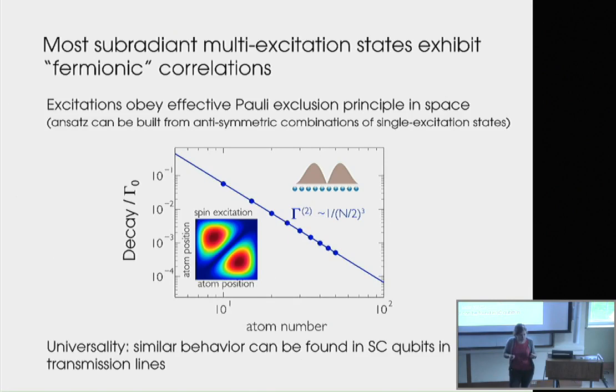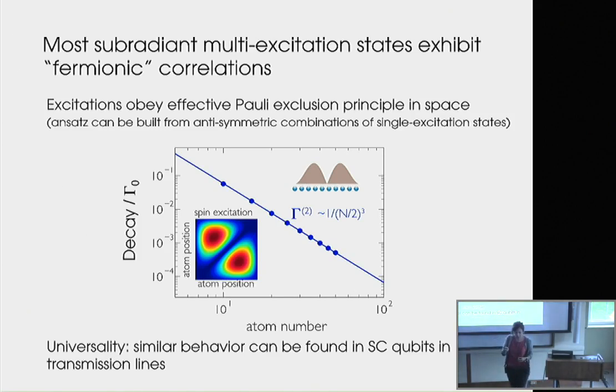How do the eigenstates look spatially? They look like this. This is the atom position of atom 1, atom 2, and you see here there is kind of a gap. This happens because you cannot put 2 excitations on a single atom, right?